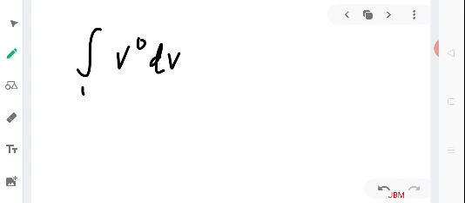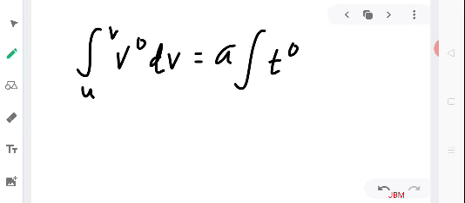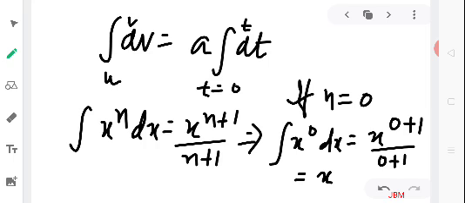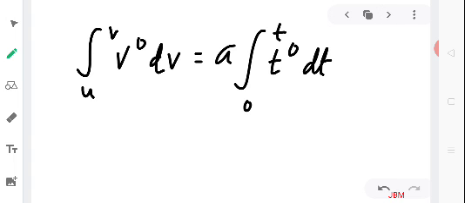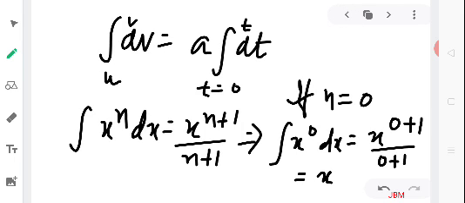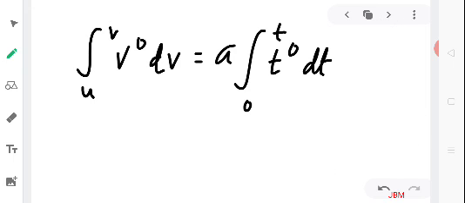And we can substitute the limits as u and v. Similarly on the other side, instead of writing dt, we write t to the power 0 into dt and put the limits as 0 and t. Now can you relate this integral with the standard integral? Of course, you can do it. So now we can use the result that I have written over here. Use this result and straight away write down the expressions.